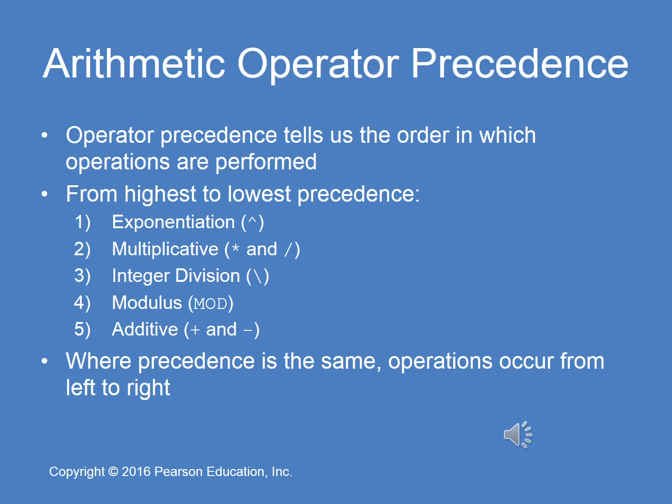But parentheses trump any of those rules. But the order of operator precedence dictates the order in which operations are performed. And if you don't use parentheses and you have these arithmetic operators in an equation or an expression, exponentiation gets resolved first, then multiplication and division, then integer division, then the mod, and then addition and subtraction. Okay, so if you don't use parentheses, you're at the mercy of this order of operation.